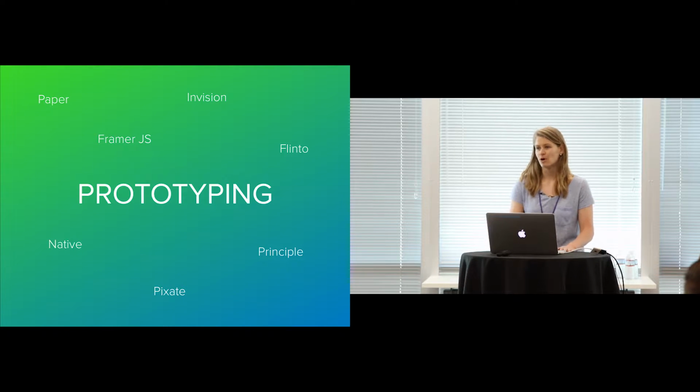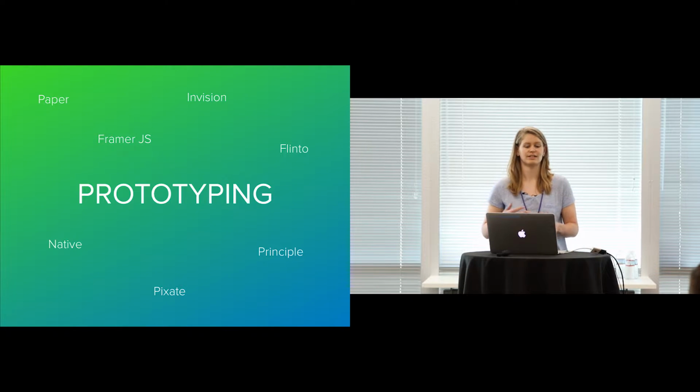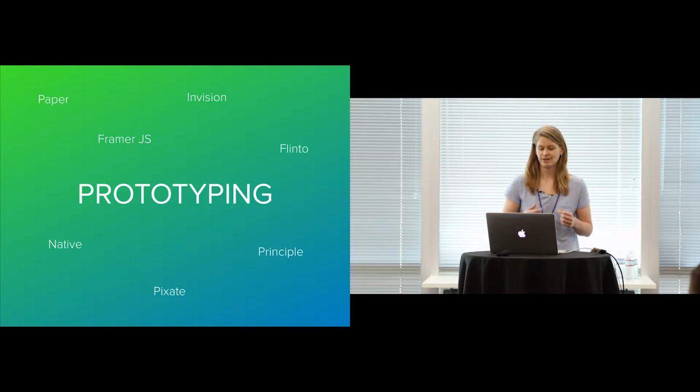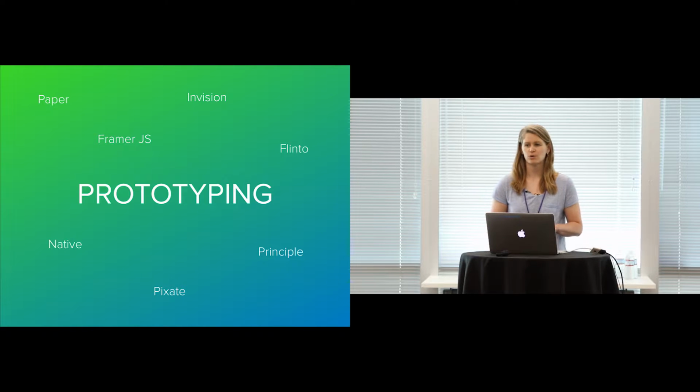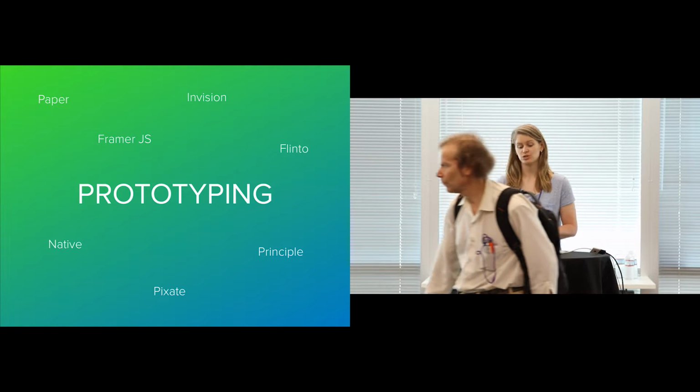Prototyping tools. We hear about them all the time. There's paper prototyping. There's Envision. There's Flinto. There's Principal. There's Native. There's Pics. There's Framer.js. There's Axure. There's Marvel. There's Proto.io, et cetera, et cetera. You get my point. There are a lot of prototyping tools out there. So how do you know which one you should use?